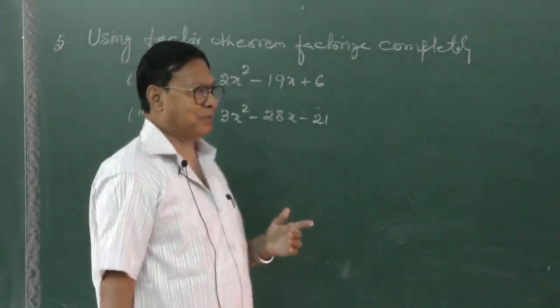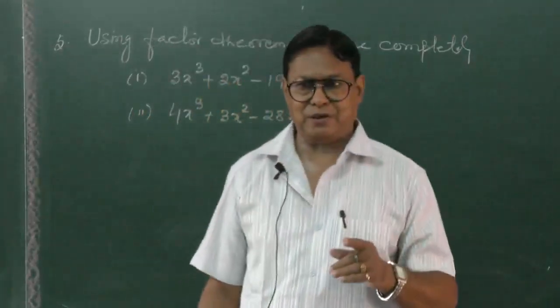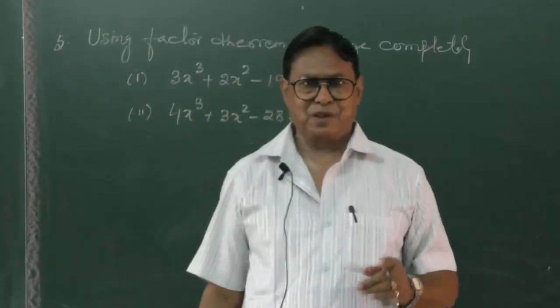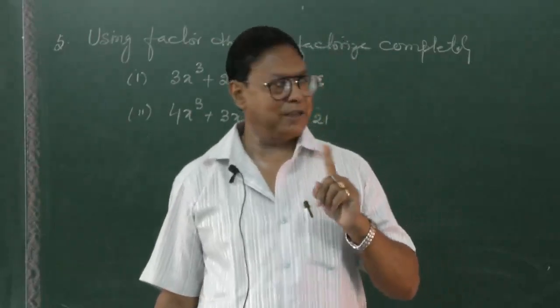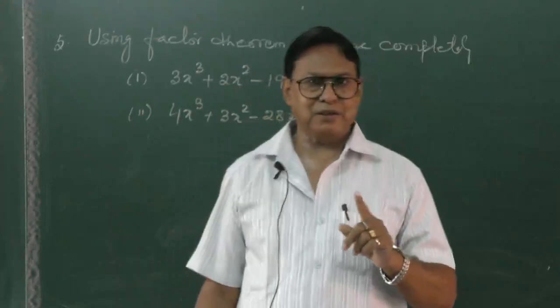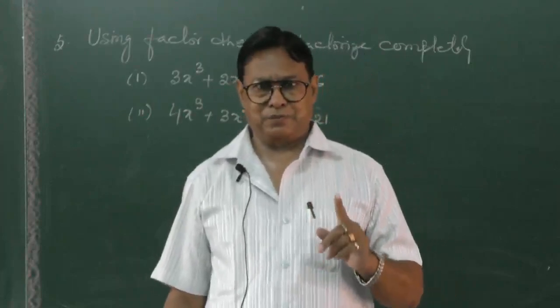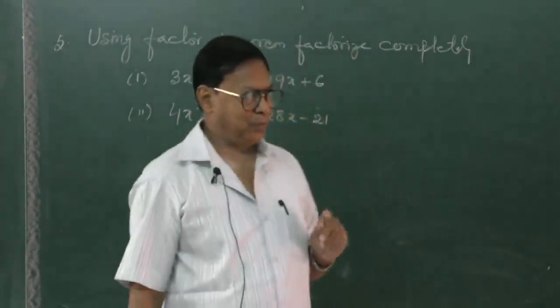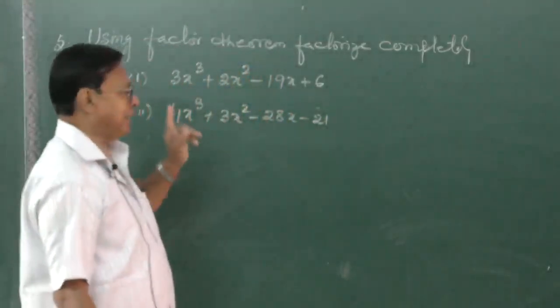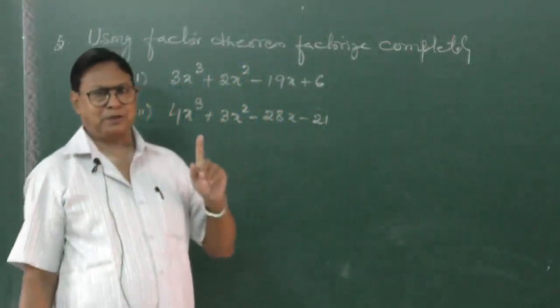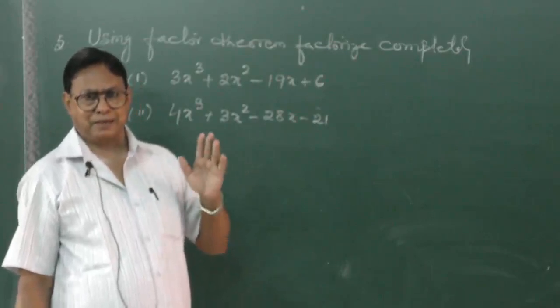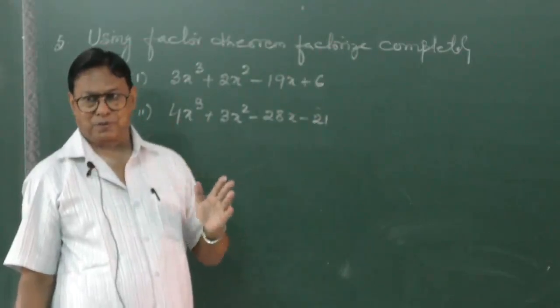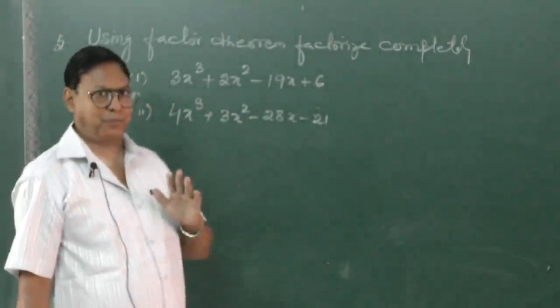In the previous sum it was given x minus 3 is a factor and you have to prove it. Here you have to get one of the factors. Now how do we get that? To get the factors we do the trial and error method. We try with x equal to 1, minus 1, 2, minus 2, 3, minus 3 till we get the remainder as 0.